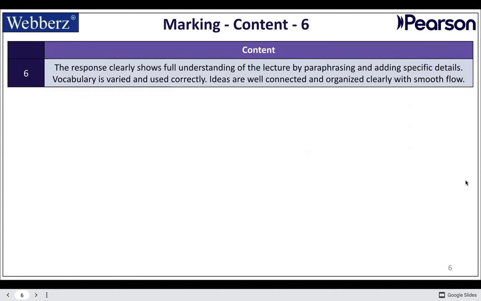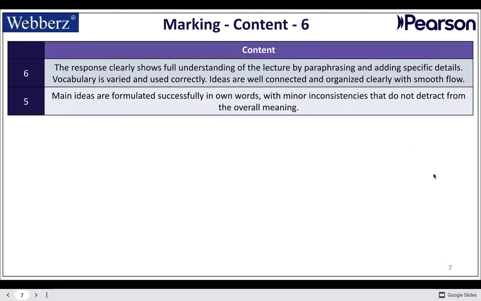When you get 6, this means the response clearly shows full understanding of the lecture by paraphrasing and adding specific details. Vocabulary is varied and used correctly. Ideas are well connected and organized clearly with smooth flow.